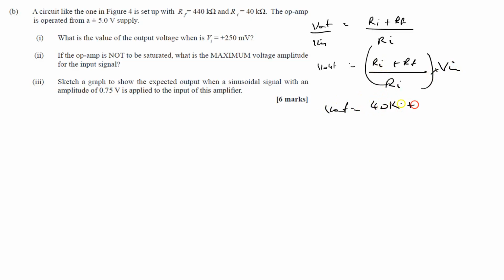So V out here is equal to 40K. You have to incorporate the K, guys. Alright, so just please remember that. Ohms is the unit by itself for resistance. If there's a K beside it, which is basically a prefix, you have to incorporate that. Plus 440K divided by 40K times 250 millivolts. You have to put the milli, so that's times 10 to the minus 3.